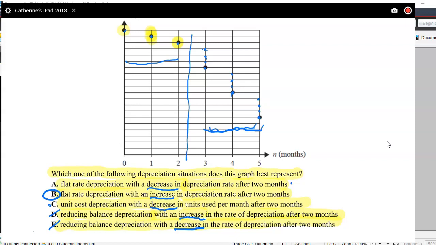39% of the state answered correctly, with 28% of the state answering D and 14% of the state answering E. I think what happened there is that students saw that it wasn't one straight line, and so just immediately assumed reducing balance. However, here you had to see that it was two separate blocks of flat rate. And I'll read directly from the examiner's report. Students needed to recognise that the rate of reduction in value is constant in both phases of depreciation, indicating flat rate depreciation, not reducing balance depreciation.